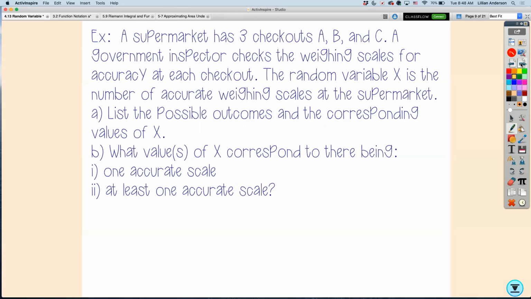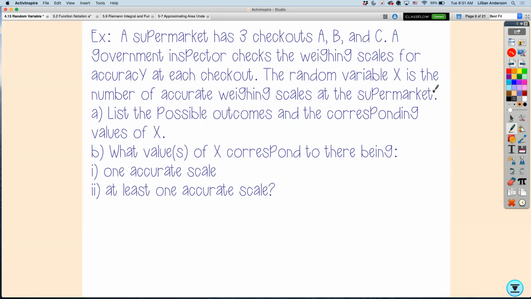So let's check out this example here. I'll give you a second to write it down. A supermarket has 3 checkouts, A, B, and C. A government inspector checks the weighing scales for accuracy at each checkout. The random variable X is the number of accurate weighing scales at the supermarket. We want to list the possible outcomes and the corresponding values of X. And then we want to identify which value or values of X correspond to there being 1 accurate scale or at least 1 accurate scale, okay?